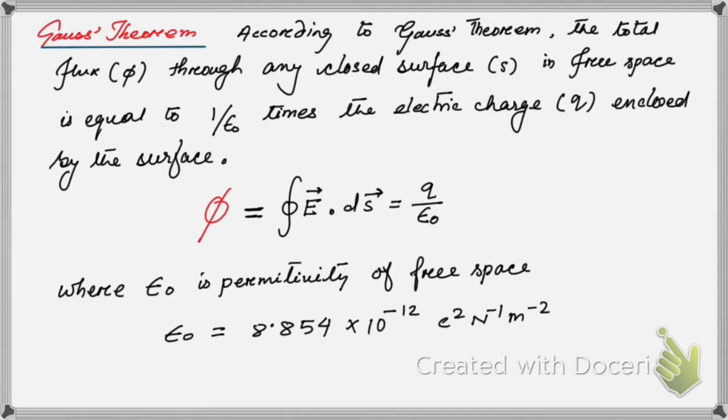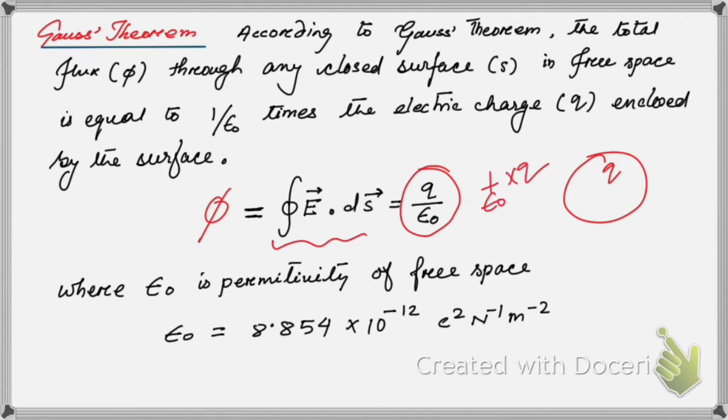So here you see, this is the formula to calculate electric flux, and according to Gauss theorem, suppose you have a closed surface and charge enclosed by this surface, then the electric flux through it will be given by 1 by epsilon naught into Q. So hope you have understood this. Now let us prove this one.